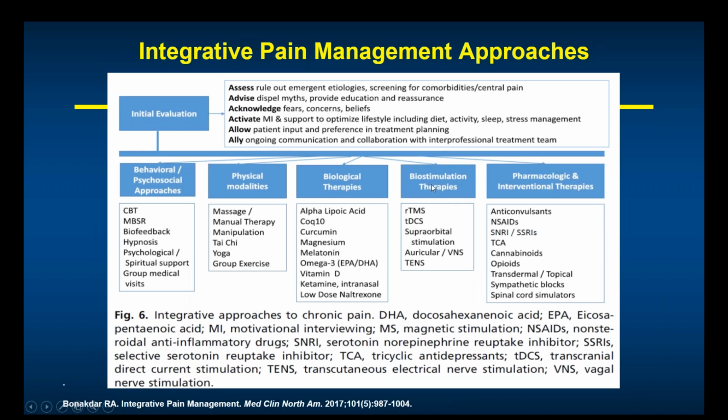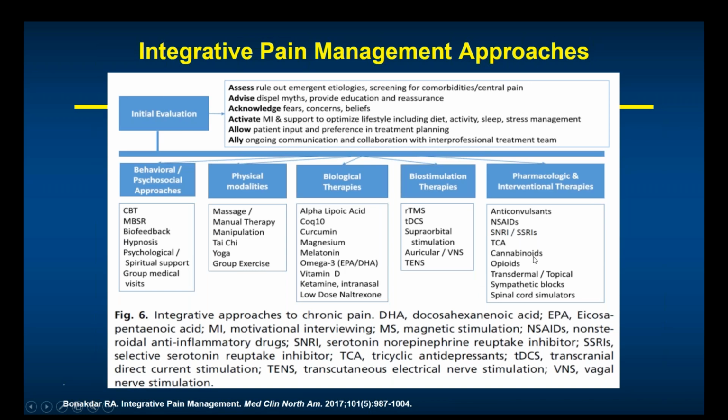Biostimulation therapies are listed, and auricular acupuncture, it's called battlefield acupuncture. That is very effective and used in the military. Nurses can actually do auricular or battlefield acupuncture, and it can be very effective. And of course, I went over all of the pharmacologic agents and some of the other strategies.